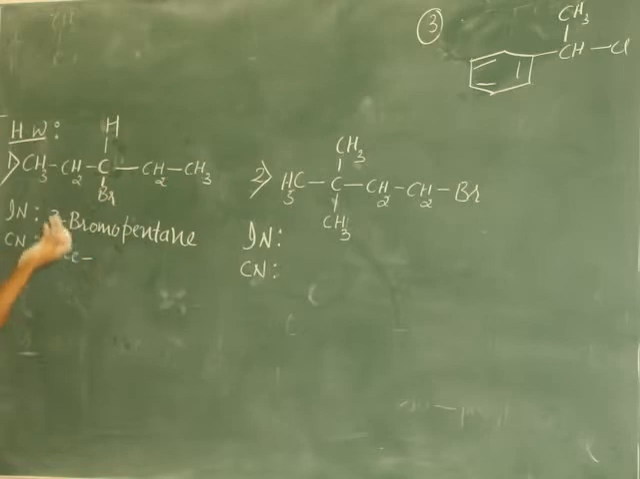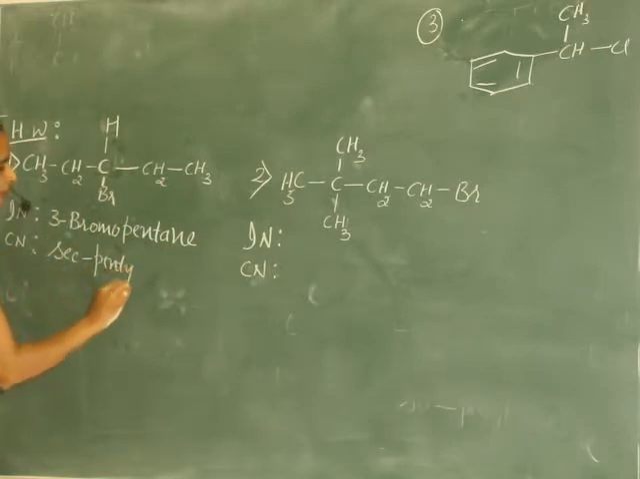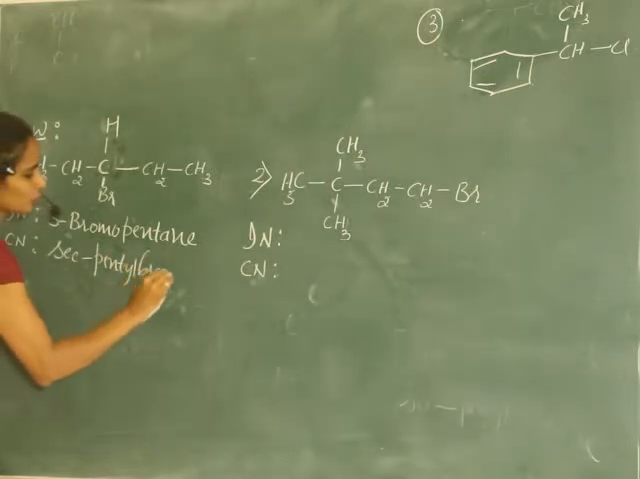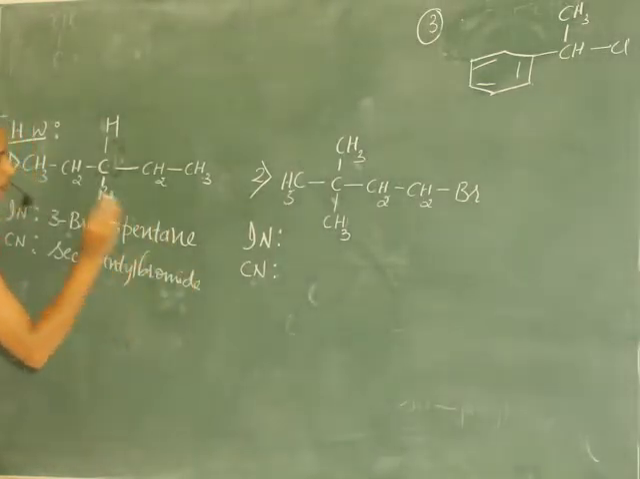5 carbon atoms are there. Hence, pentyl bromide. Hope it is clear for you. Now, look at this compound.